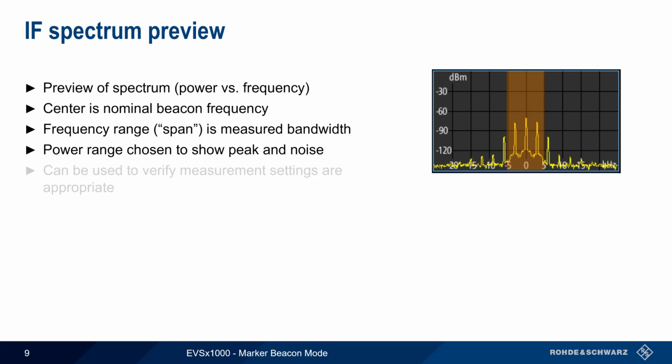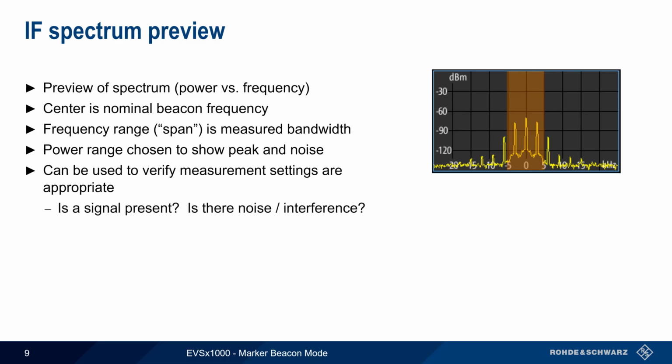The main application of the IF spectrum preview is verifying that measurement settings are appropriate. For example, we can use the IF spectrum to see if a beacon signal is present, or if there's noise or other types of interference in addition to the beacon signal.